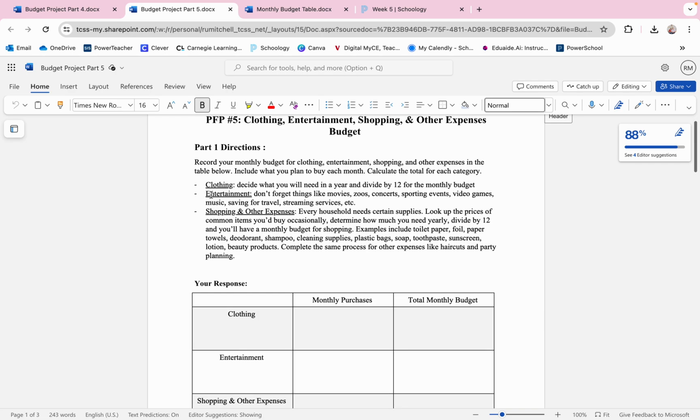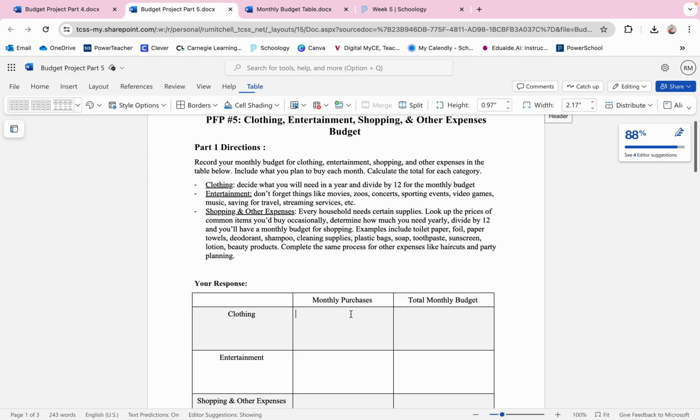For clothing, a good way to do this is decide what you want to spend in a year and divide that number by 12. So if I'm like, okay, every year I'm going to spend $1,000 on clothes, just flat out, I'm only going to spend $1,000 a year, you would do 1,000 divided by 12, and I would put that here for clothing.